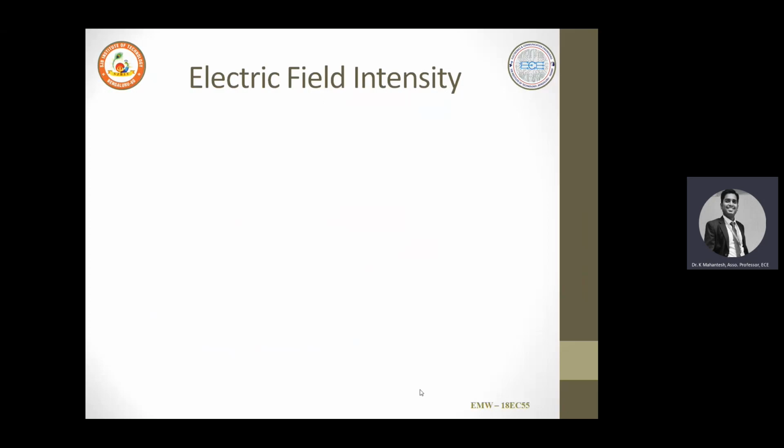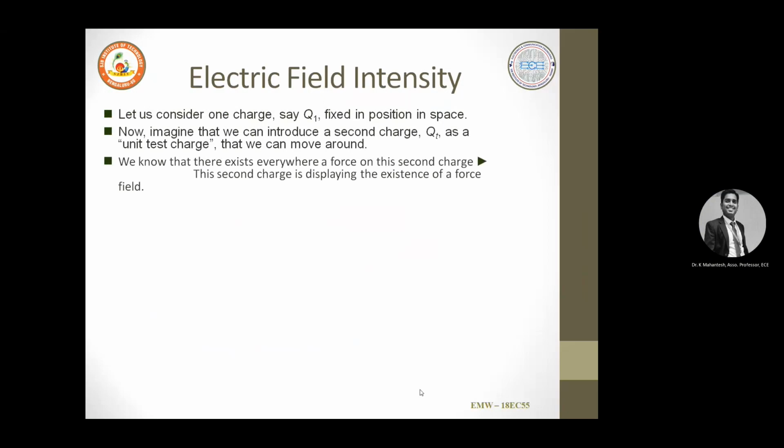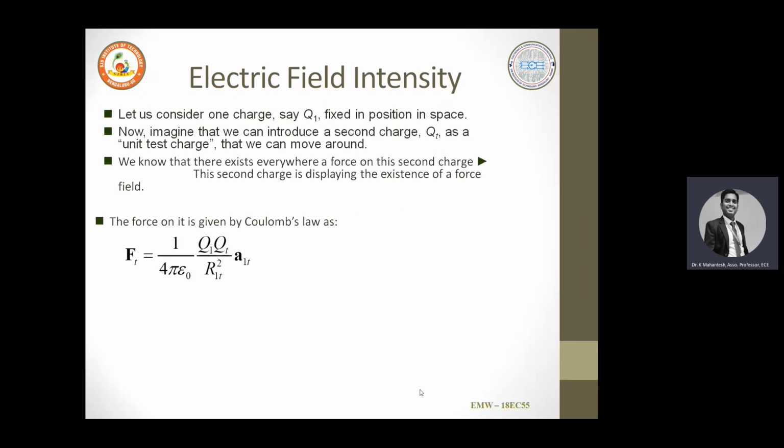In my previous video, we derived electric field intensity. If we consider one charge fixed in position, say Q1, and we move a second charge Qt in and around the charge Q1, the force on charge Qt is given by Coulomb's law. Ft is equal to 1 over 4 pi epsilon naught Q1 Qt by R1t square in the direction A1t.